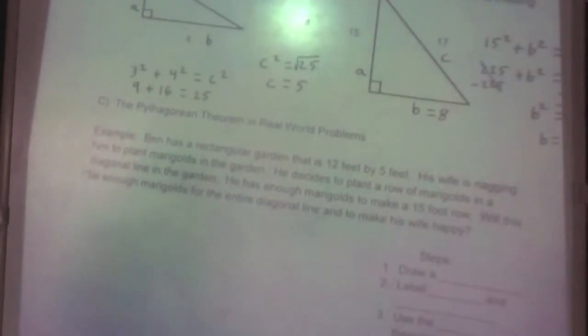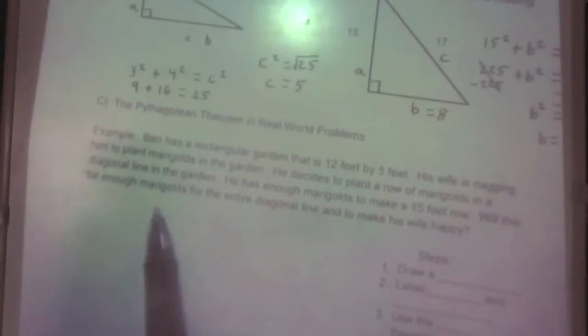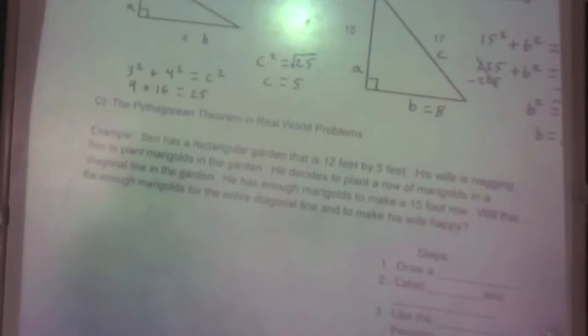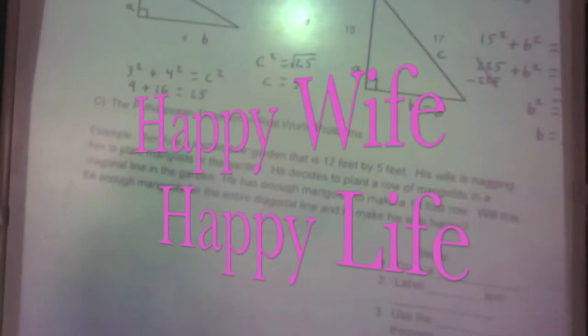So, the marigolds. He decides to plant a row of marigolds in a diagonal line in the garden. He's trying to make his wife happy, and he has enough marigolds to make a 15-foot row. So we need to find out if he has enough marigolds to make the entire diagonal and make his wife happy. We're going to try and help Ben out.